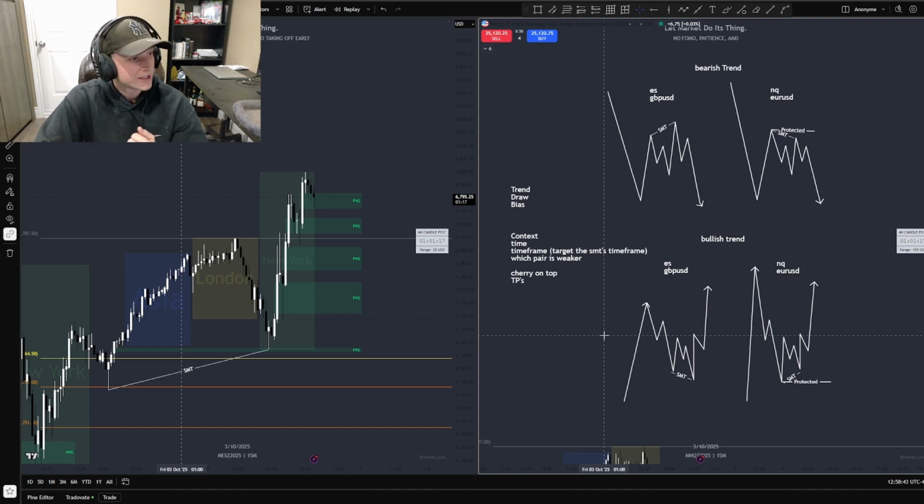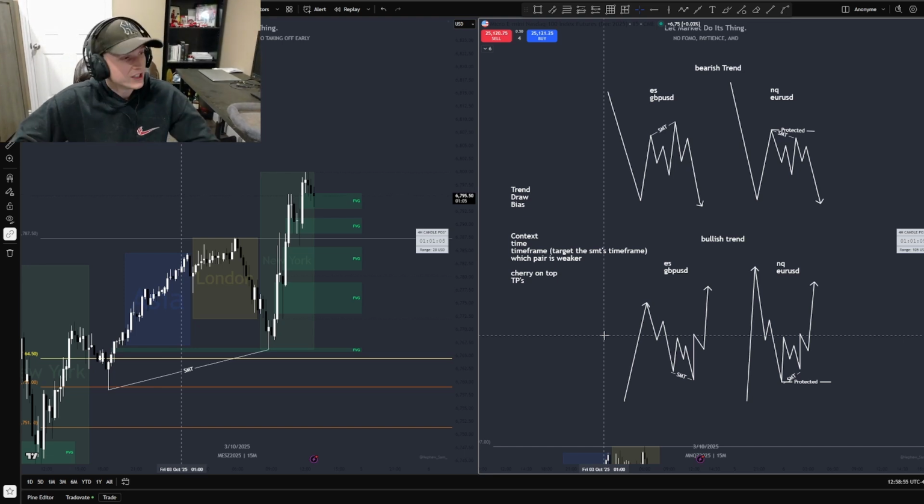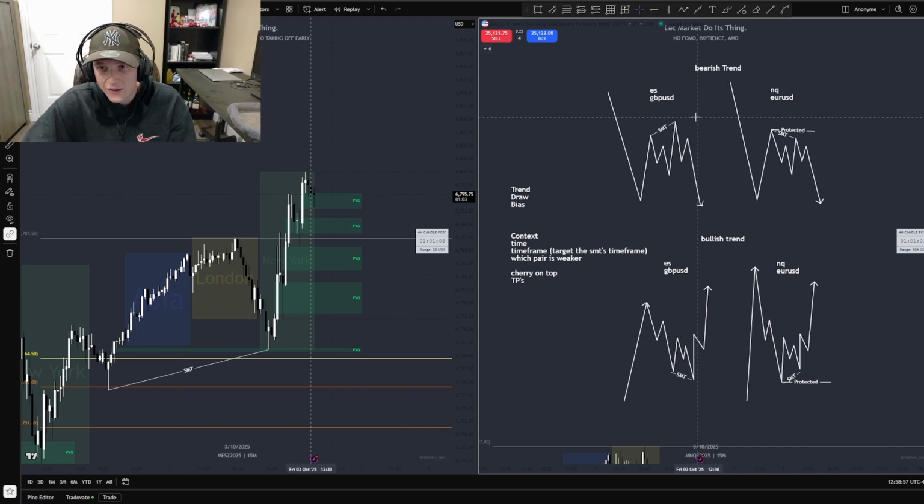If you have a 1 hour SMT, you can maybe target a 15 minute high, 5 minute high, 1 hour high, maybe a 4 hour high if you want to push it. But again, try to stay within your time frame. So if your SMT shows up on a 15, now it's going to show up on multiple time frames, but I like to have some inducement in between.